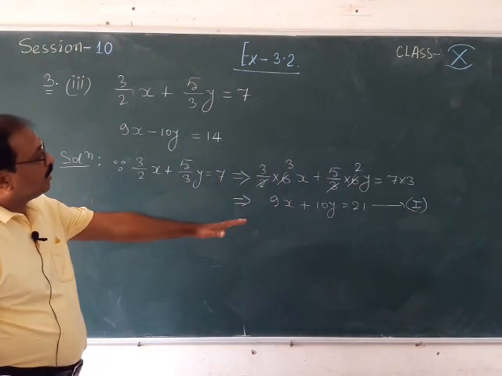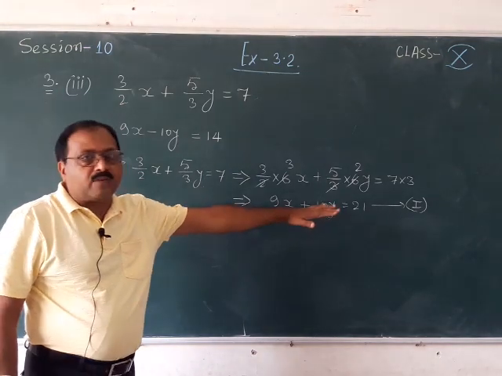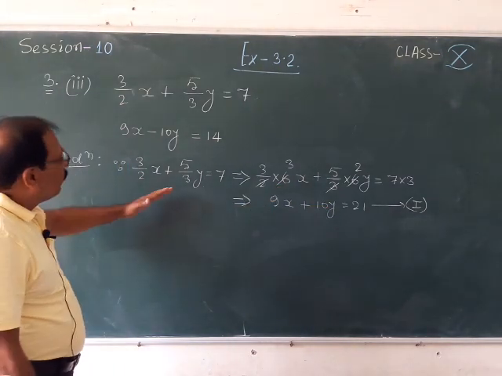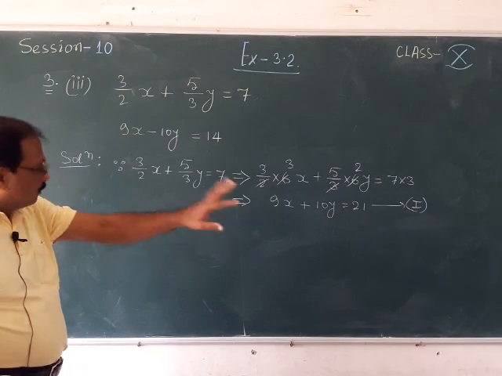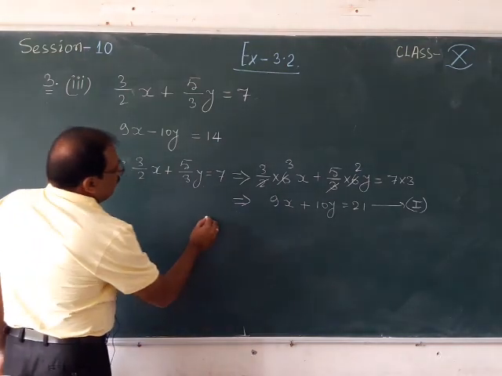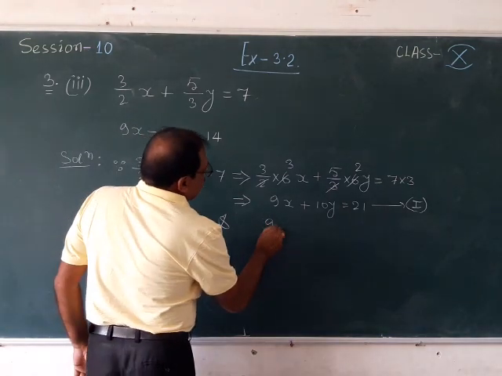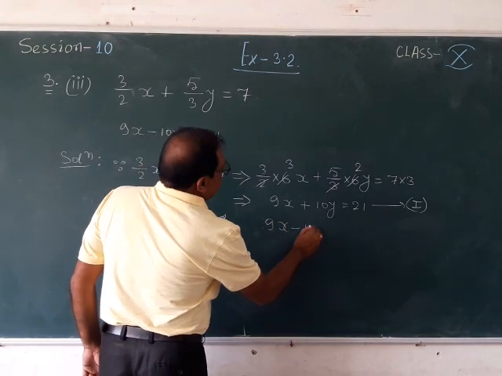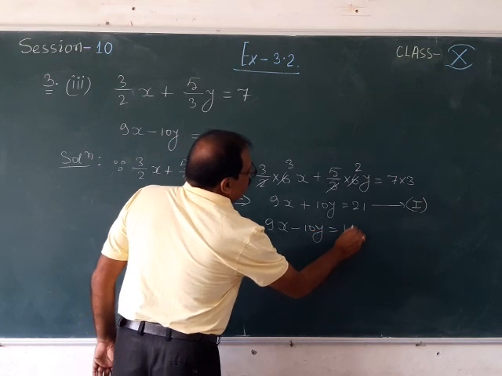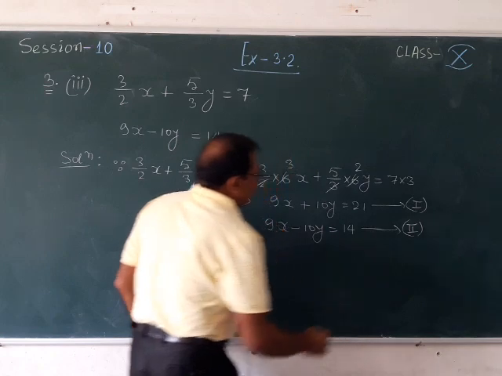Now you can see that you are getting whole numbers, you are not getting any fractional number in this case. So it is better to change your equation into the normal form, that is the whole number form. And the second equation you have is 9x minus 10y equal to 14. This is your equation number 2. So you have 2 equations.